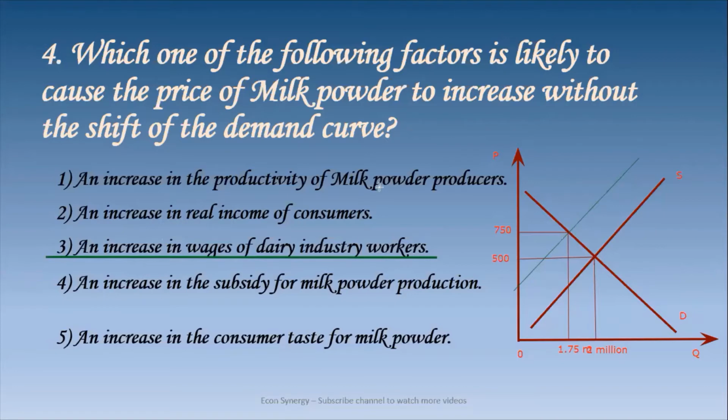Next one. An increase in the subsidy for milk powder producers. If subsidy increases for the milk powder producers, the supply curve shifts to the right like this way. In that case, demand does not change, but price falls and quantity demanded increases. That's wrong.